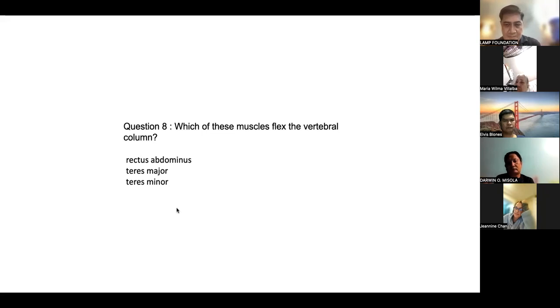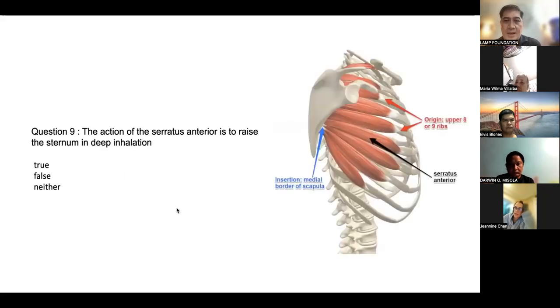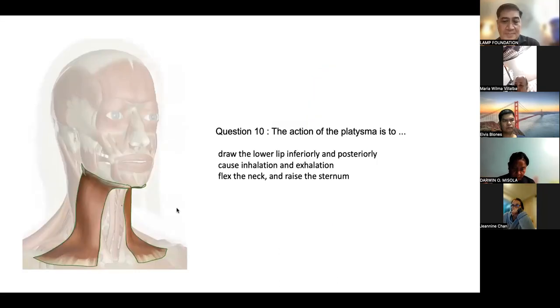Which of these muscles flex the vertebral column? Rectus abdominis. Action of the serratus anterior is to raise the sternum in deep inhalation. False. Anong muscle yon? Anong ginagawa niya? Okay. It actually draws the scapula anterolaterally, not the sternum. Okay? It rotates the scapula. The action of the platysma. Draw the lower lip inferiorly and posteriorly.